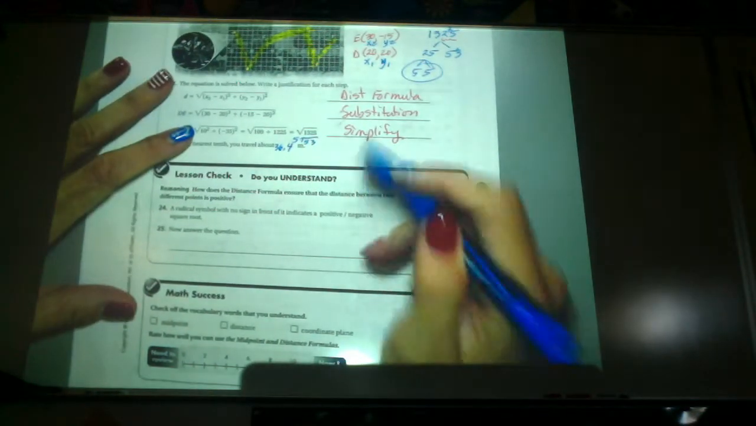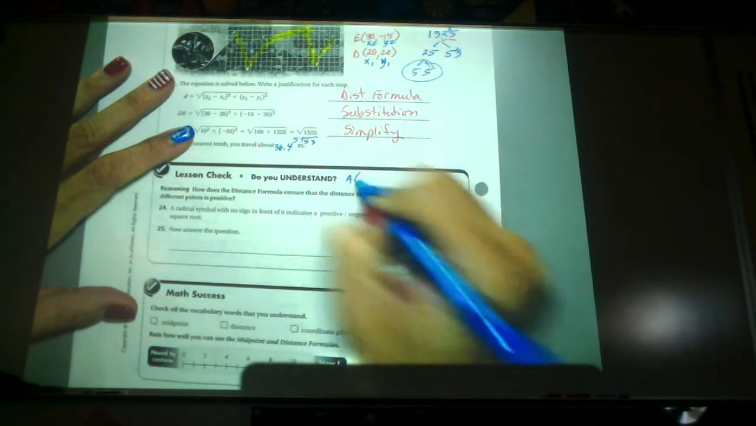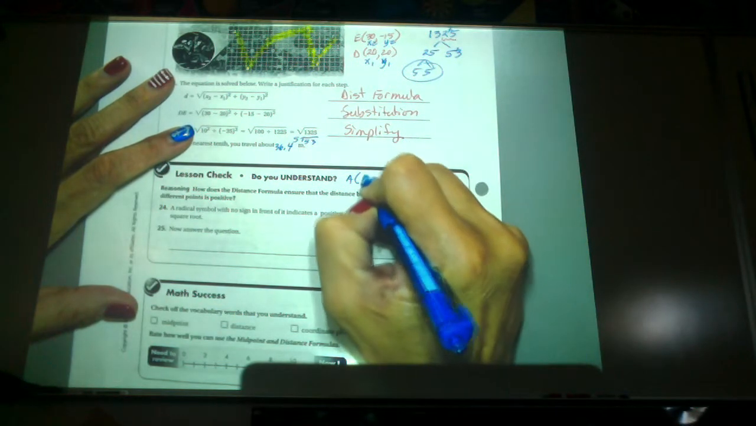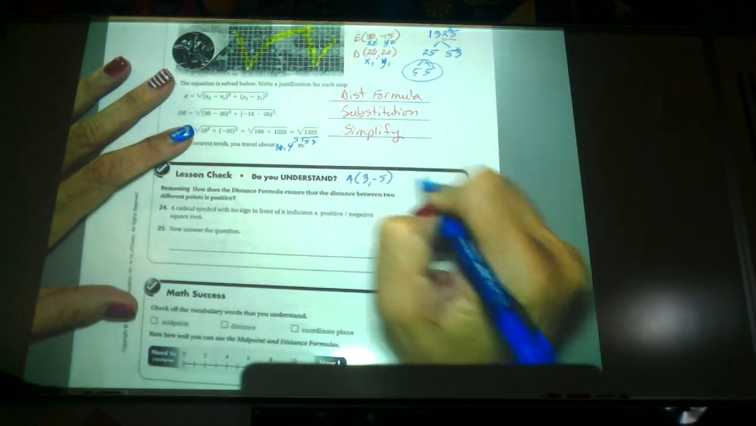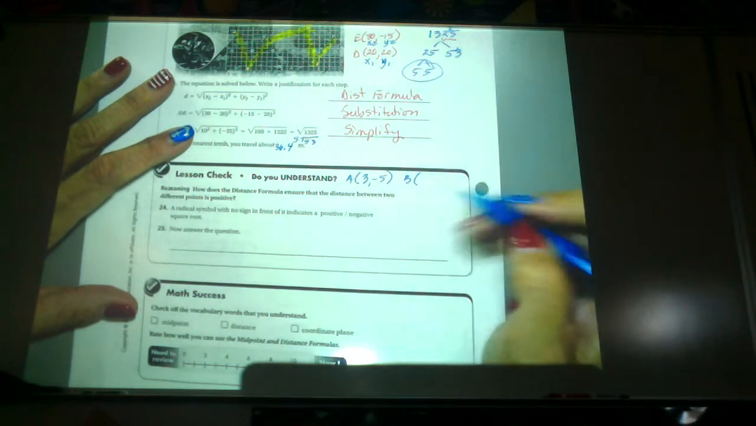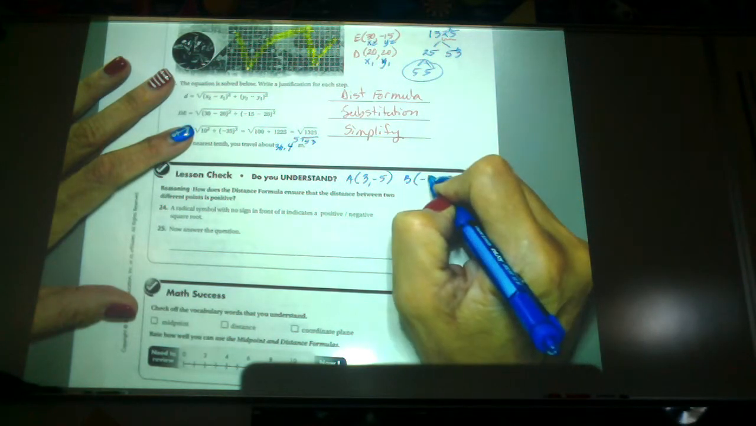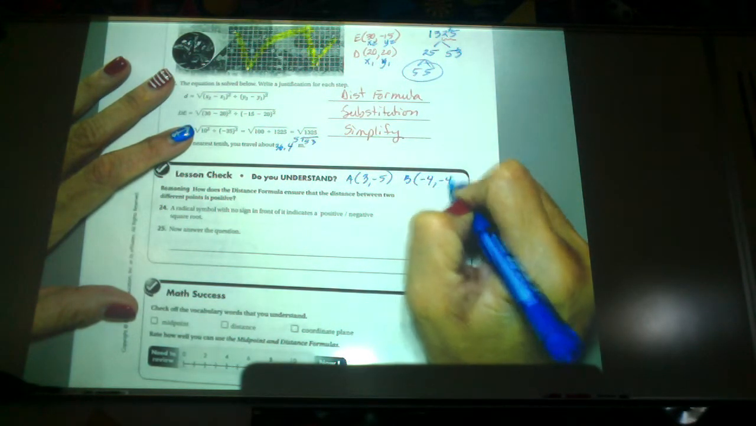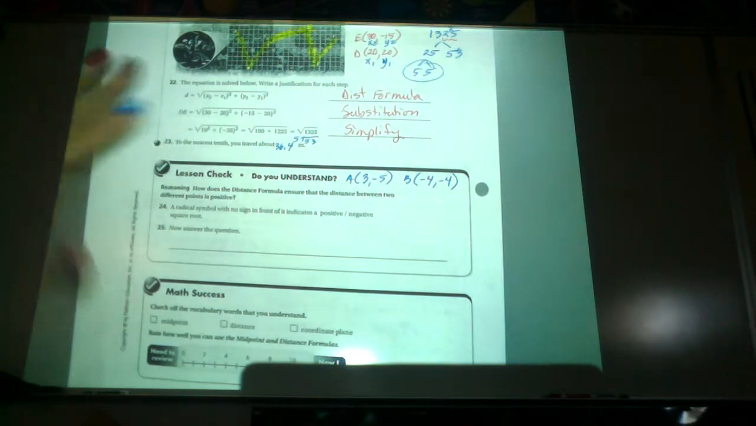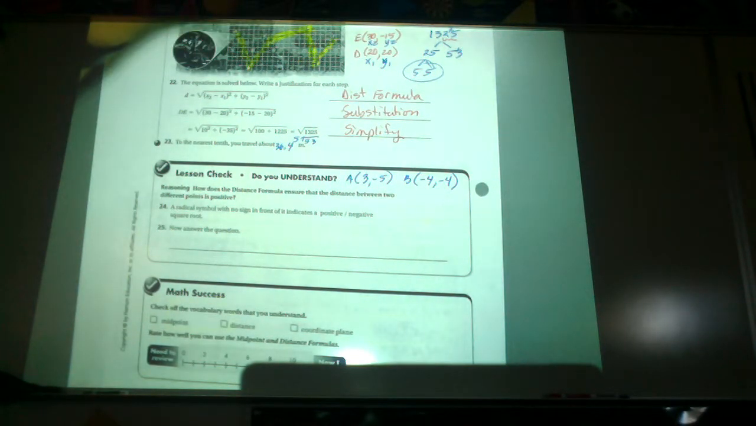All right, so I'm going to give you an ordered pair, and I want you to find the distance for the following. So you've got endpoint A at (3, -5) and endpoint B at (-4, -4). So you decide what's point 1 and what's point 2. It doesn't matter which one is which. You throw it into the distance formula, and you come up with a simplified radical answer.